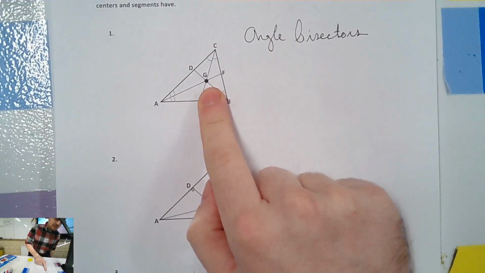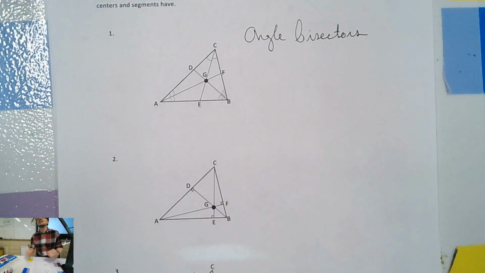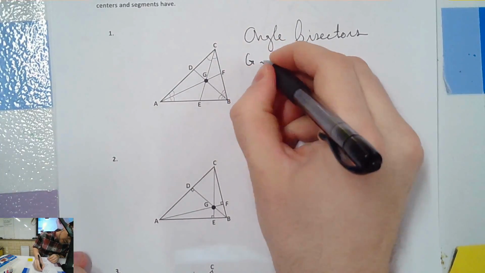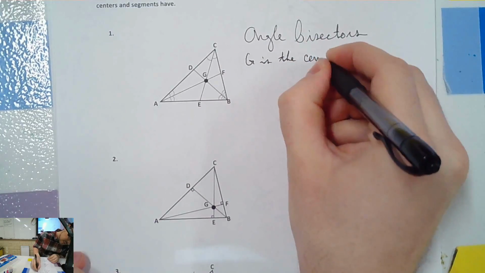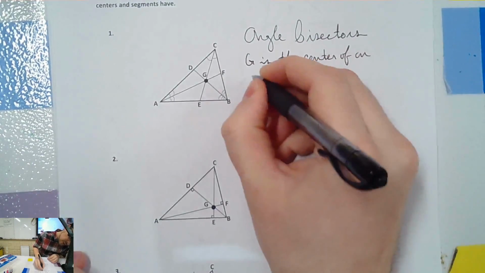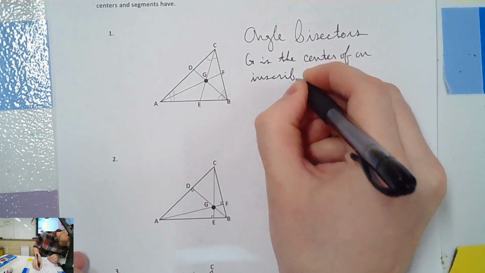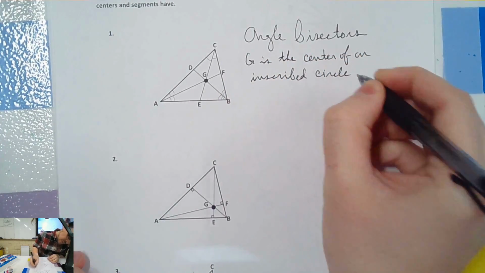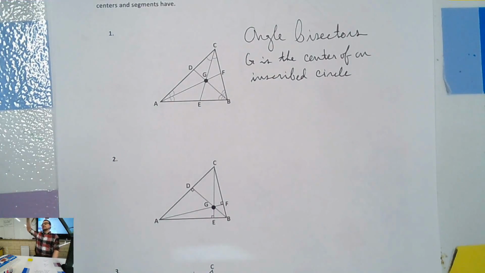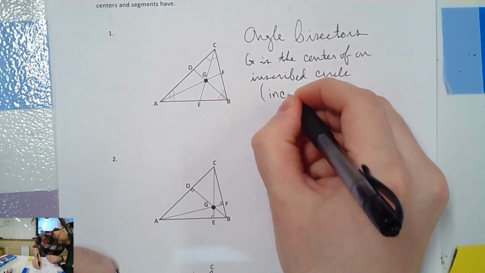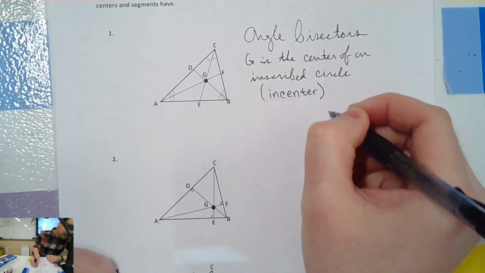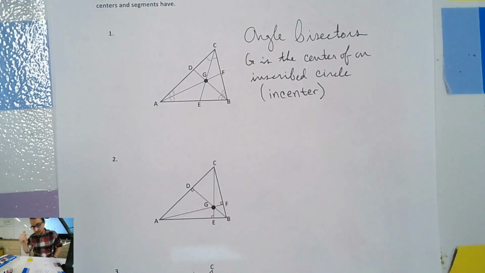This right here, we call it the incenter because it's the center of an inscribed circle. Inscribed means written inside. So G is the center of an inscribed circle. Now the word inscribe, scribe means to write, right? And in means inside. So we call it the incenter. Cool.